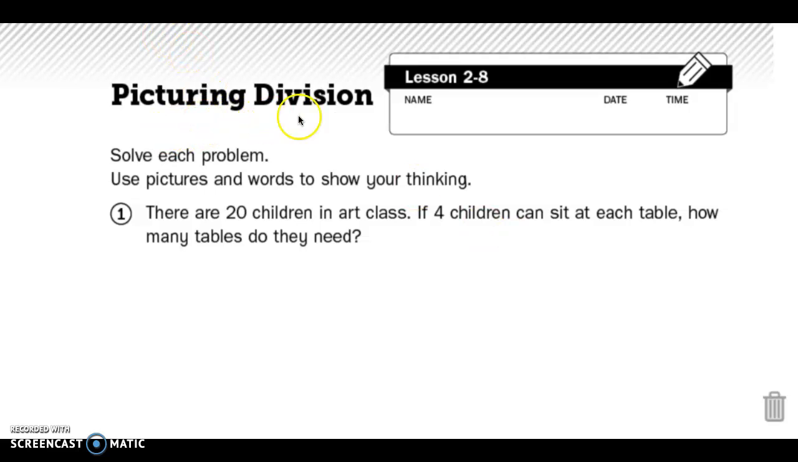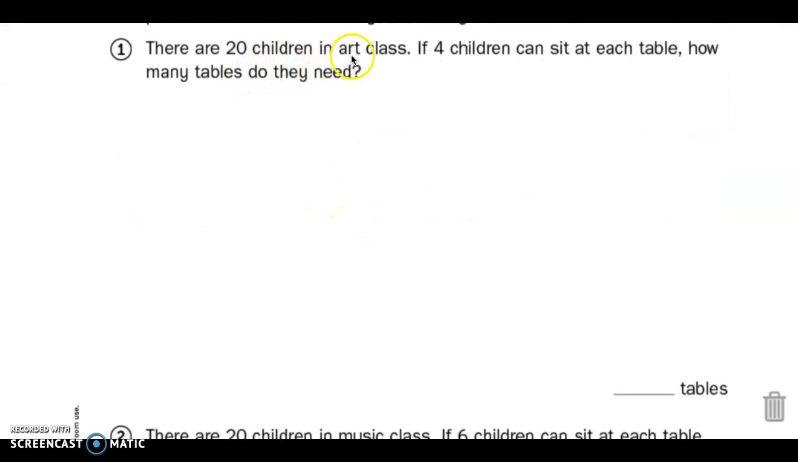Okay, this one says picturing division. Remember, division is just taking our whole number and dividing it into equal groups, right? Smaller equal groups. We know how to divide and we'll work through it. Solve each problem. Use pictures and words to show your thinking. So you must show me pictures or words so I know what you're thinking. Number 1 says there are 20 children in art class. If 4 children can sit at each table, how many tables do they need?